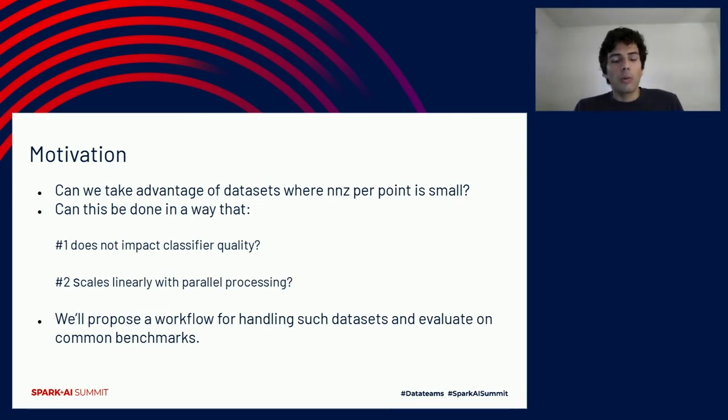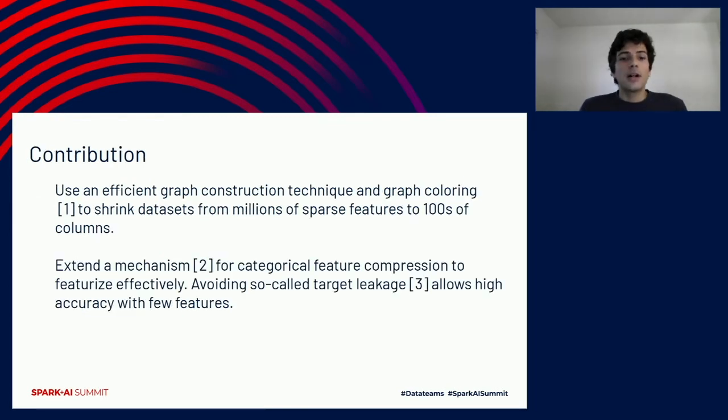Now, what we'll look at is optimizing for this particular case, where you have very few non-zero entries in every single training example. And what we would like to do is to create a method that can scale well given this kind of structure. And can we do this in a way that doesn't impact classifier quality? And can we do this in a way that scales well with the number of parallel processors that we have? So we're going to propose a method that solves this kind of data-dependent problem by using graph coloring and then some recent feature compression techniques.